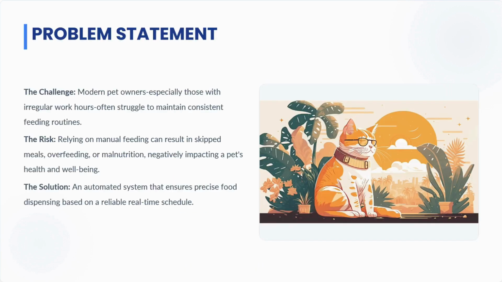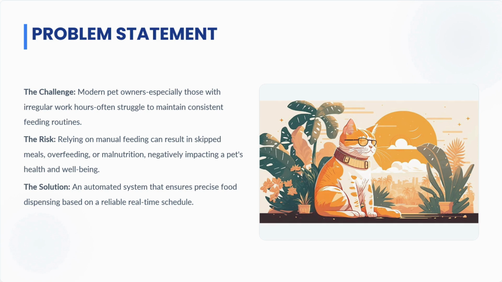First, let's talk about the problem statement. Let's start with the main problem. Why did we choose this project? Today, many pet owners are very busy with their lives. They work long hours or sometimes they get stuck in traffic. Because of this, it's very hard for them to feed their pets at the exact same time every day. If you only feed your pet by hand, you might forget a meal, give too much food by mistake, or give too little. This is very bad for the pet's health and makes the owner feel worried.